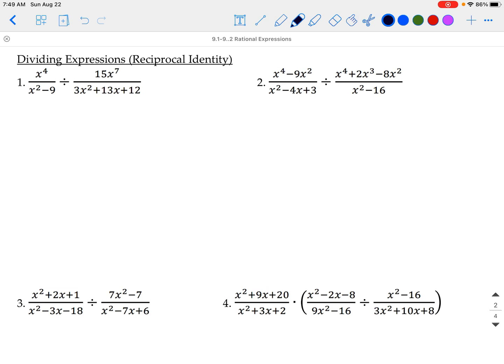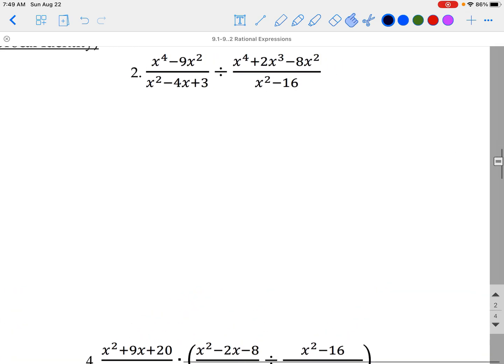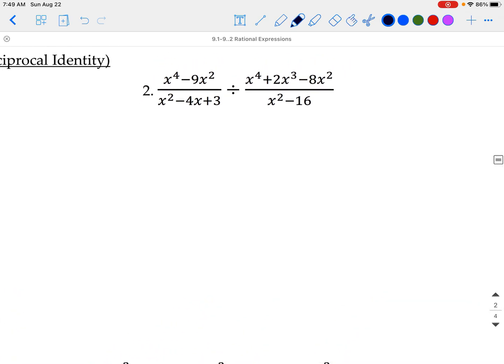So again, we're going to jump around a bit. We're going to skip number 1. I'll let you do that one on your own. But we're going to look at number 2. So if we look at number 2, we'll start by, of course, factoring everything. So we won't even worry about reciprocating for the moment.